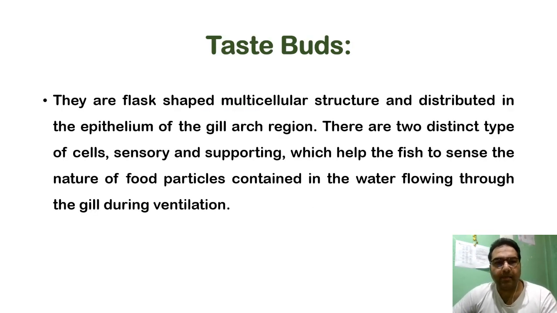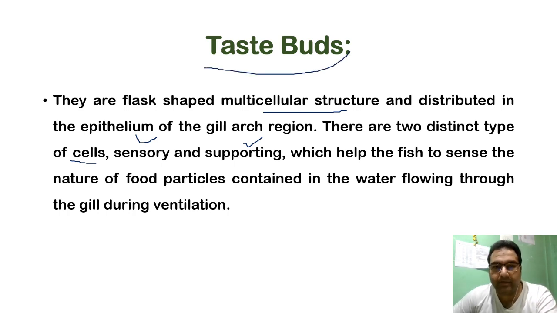And lastly, the taste buds. They are flask-shaped multicellular structures distributed in the epithelium of the gill arch region. There are two distinct types of cells, sensory and supporting, which help the fish sense the nature of the food particles contained in the water flowing through the gills during ventilation. They help to know the taste of those food particles.